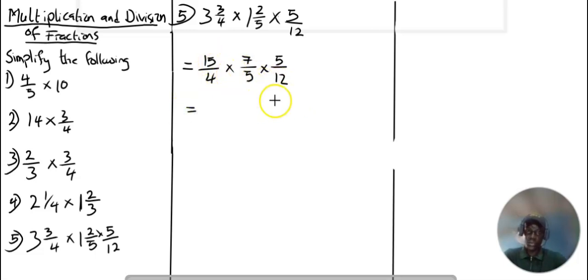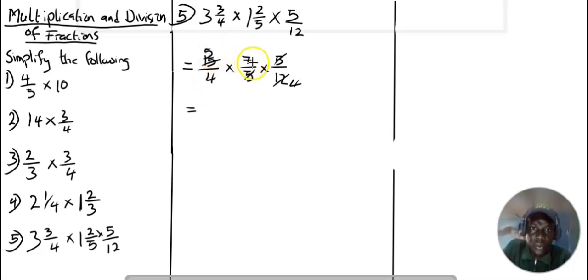This is equal to, now the first thing we have to do is to check for numbers that can cancel out. So you cancel every cancelable number here. Let's go. 5 can cancel out 5. 5 and 5, they will cancel out. There's no number that can divide 7 and 4. But there's a number that can divide 15 and 12, and that's 3. So 3 into 12 will give us 4, and 3 into 15 will give us 5. Is there any number here anymore?